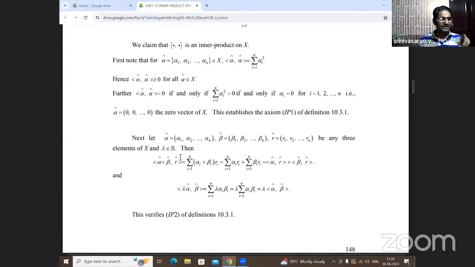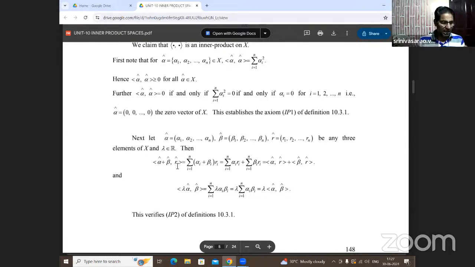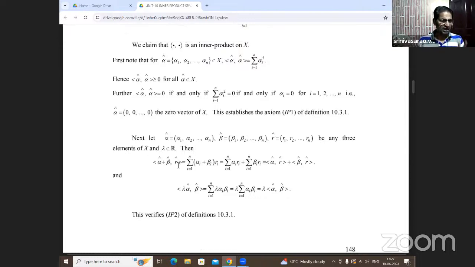In the same manner, the second condition is the linearity part. What is linearity? Here alpha, beta, gamma are any three vectors in R^n, that is, n-tuples of real numbers. This is gamma, not R. Students, this is the gamma. For understanding purposes, we are taking unknown symbols, so those are all vectors.